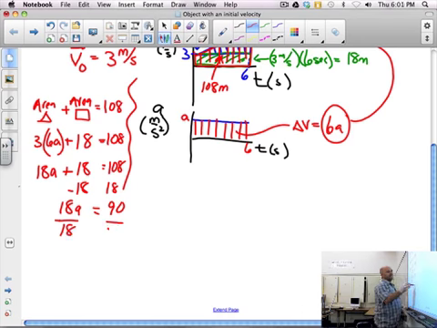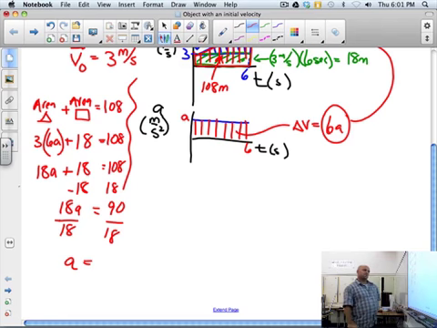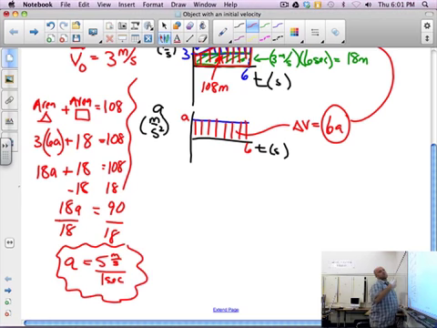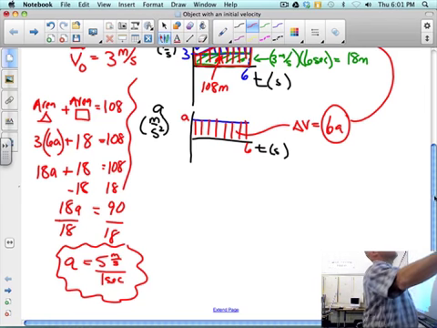Divide both sides by 18. I get acceleration equals, is that 5? I think 5 times 18 is 90. So this is going to be 5 meters per second per second. This means that each second our car speeds up or changes velocity by 5 meters per second. And that's the slope of our velocity time graph.